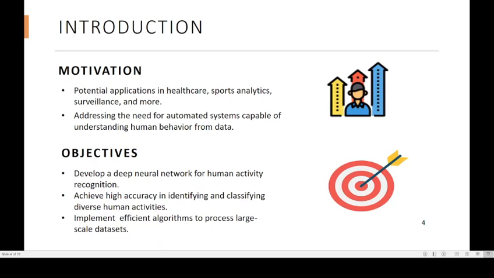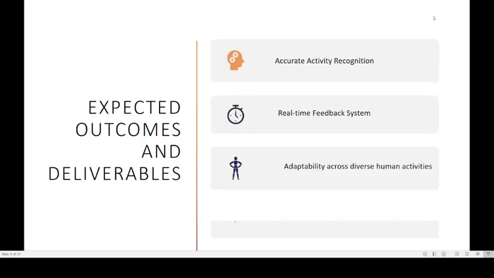Now, what is the motivation behind our project and the objectives of our project? Motivation is potential applications in healthcare, sports analytics and surveillance, and many more, addressing the need for automated systems capable of understanding human behavior from data. The objectives are to develop a deep neural network for human activity recognition, achieve high accuracy in identifying and classifying diverse human activities, and implement efficient algorithms to process large scale data sets. Expected outcomes and deliverables: accurate activity recognition, real-time feedback system, and adaptability across diverse human activities.